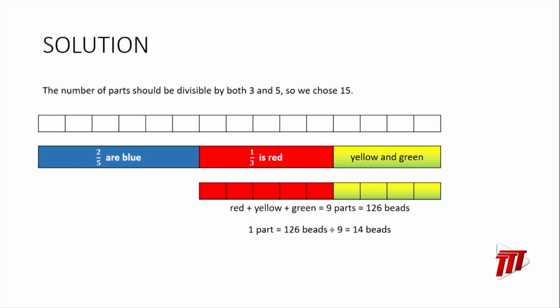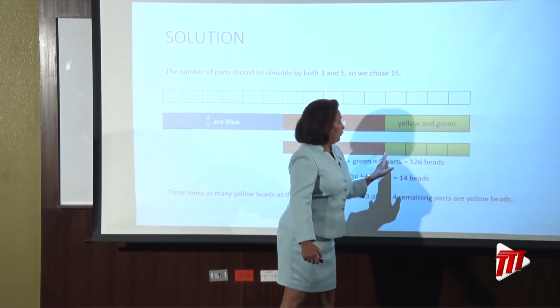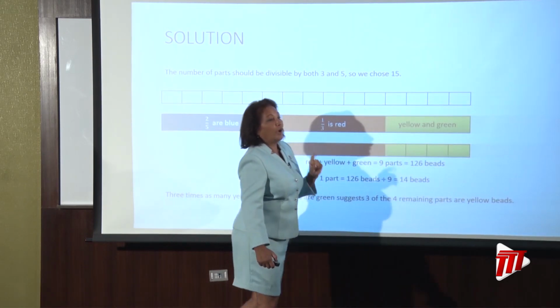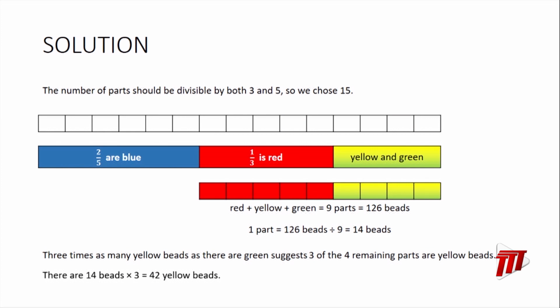And what the question asks you for is the amount of yellow. Now we know that there were 3 times as much yellow as green. So if this represents yellow and green, 3 of these would be yellow and only 1 would be green. So we take the 3 and multiply by each one, which we got to be 14. So 14 times 3 would give you the number of yellow beads. So this is your bar model.